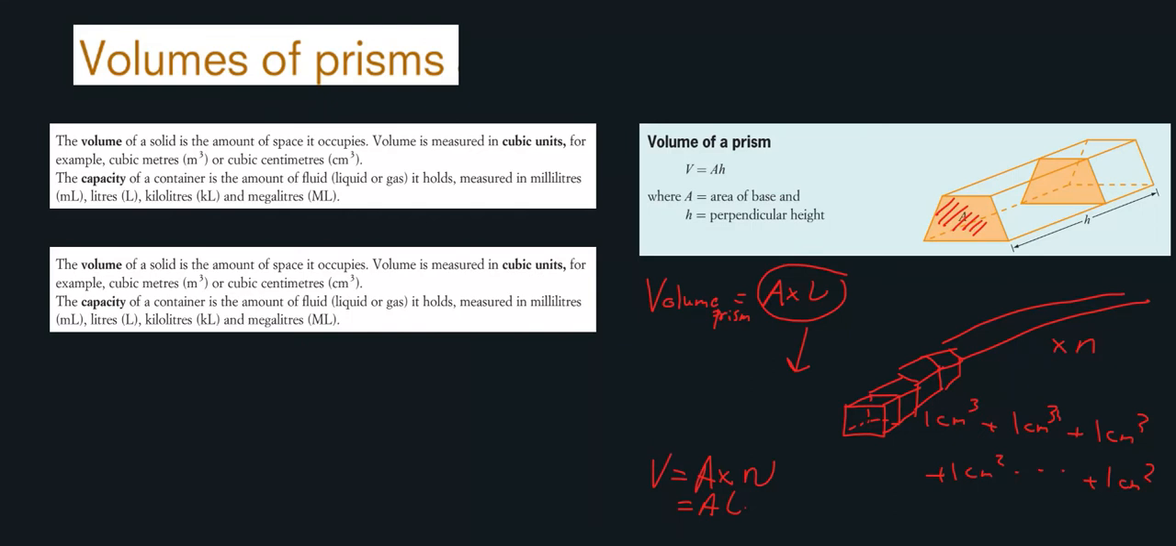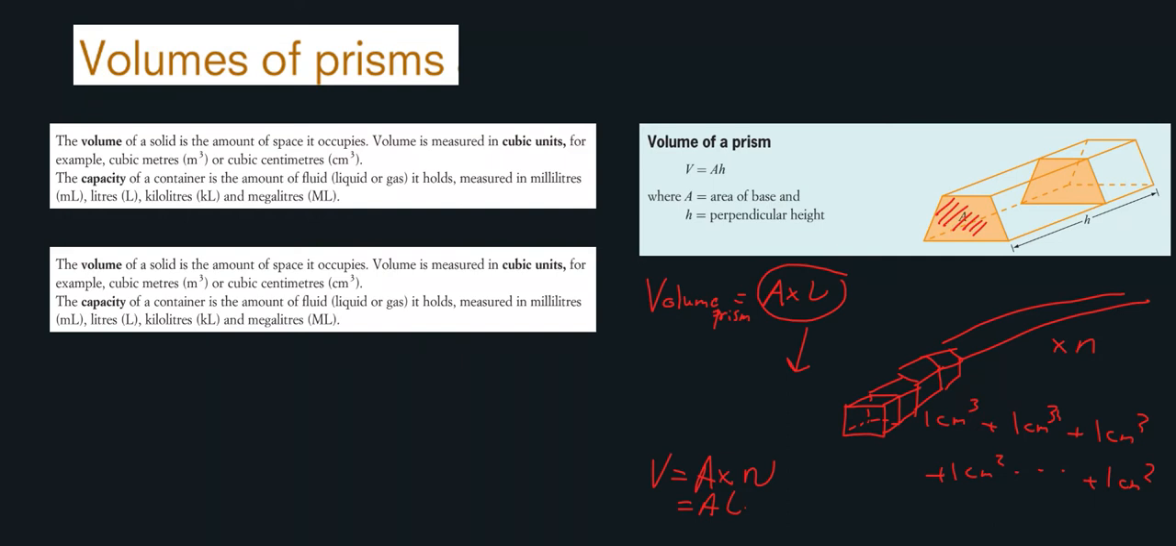So let's return to our definitions. Volume is measured in cubic units. So an example will be a cubic meter or cubic centimeter. The capacity of a container is the amount of fluid, liquid or gas it holds, measured in milliliters, liters, kiloliters and megaliters. And if you want the conversions for those, I've got a video on conversions.